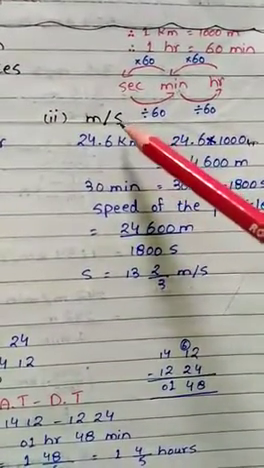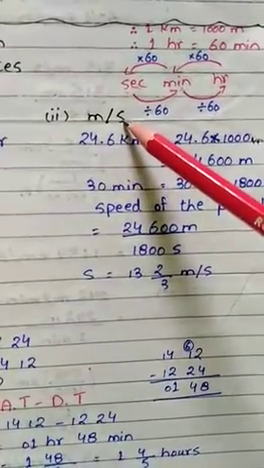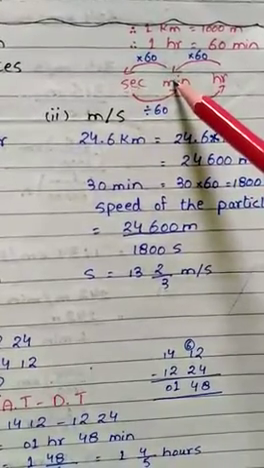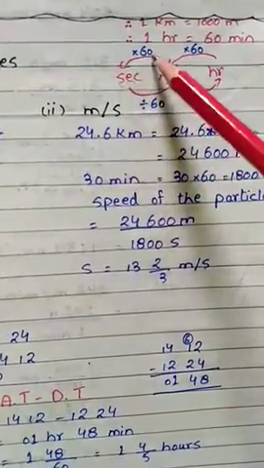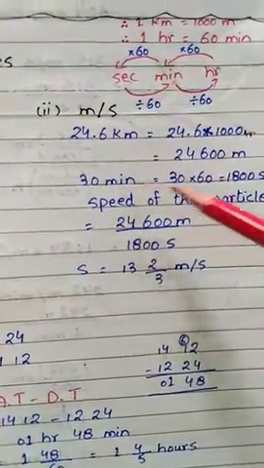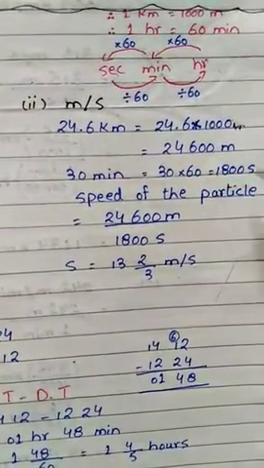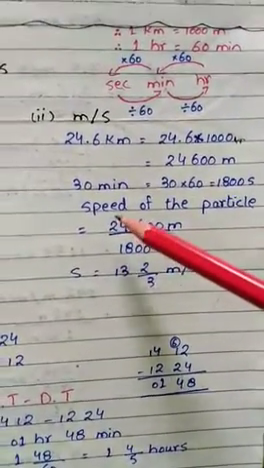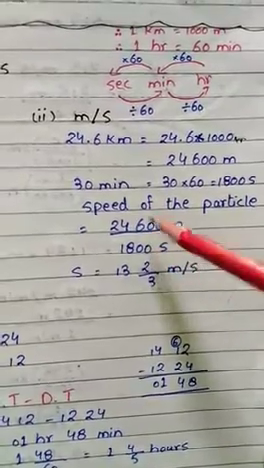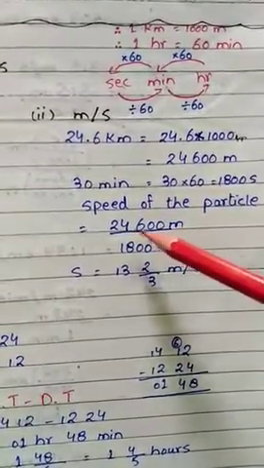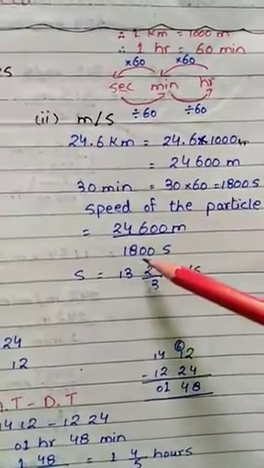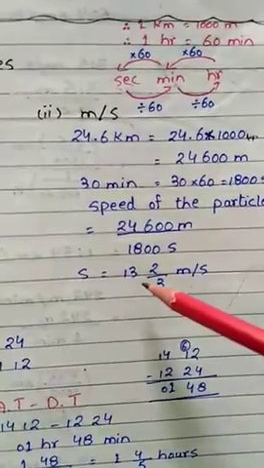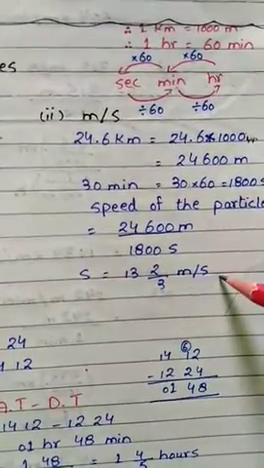Now the time is in minutes and you are supposed to calculate the time in seconds. So we are going from minutes to seconds, so we multiply. 30 minutes is equal to 30 multiplied by 60 seconds, which gives 1800 seconds. So the speed of the particle is distance over time: distance is 24600 meters and time is 1800 seconds. So the answer, as a mixed number, is 13 whole 2 by 3 meter per second.